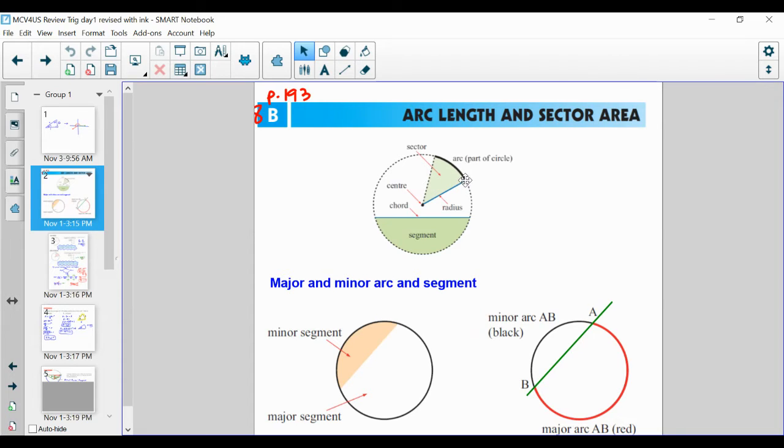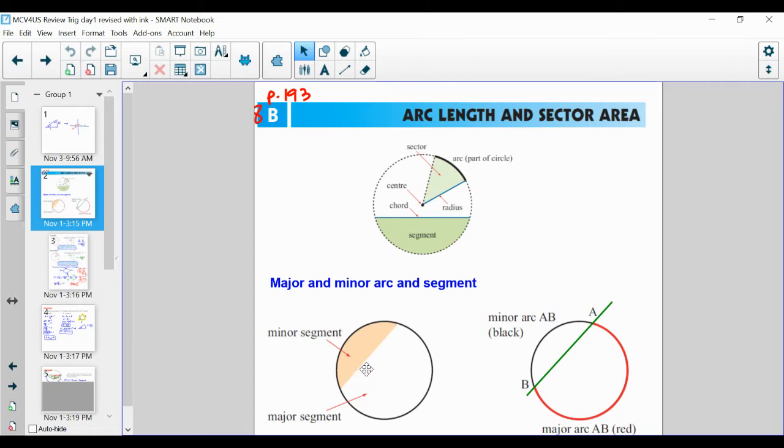And if we imagine that there was a marker at the end of this radius and it was tracing a line along the outside of the circle, the perimeter that it traces is called an arc. On the other hand, if we cut a line through a circle, but it does not cut through the center, we call that a chord. And the piece that it sections off is called a segment.